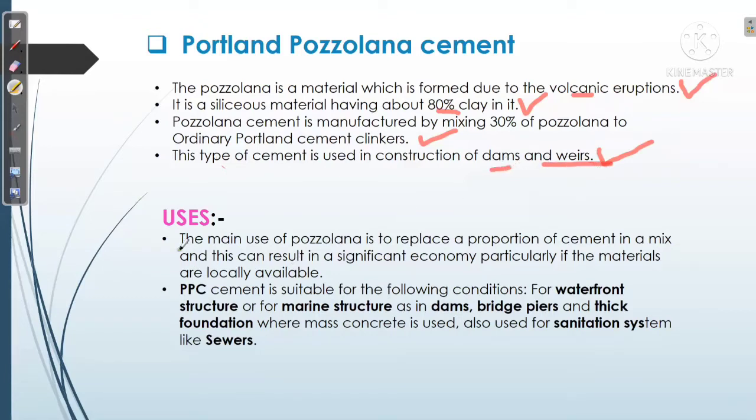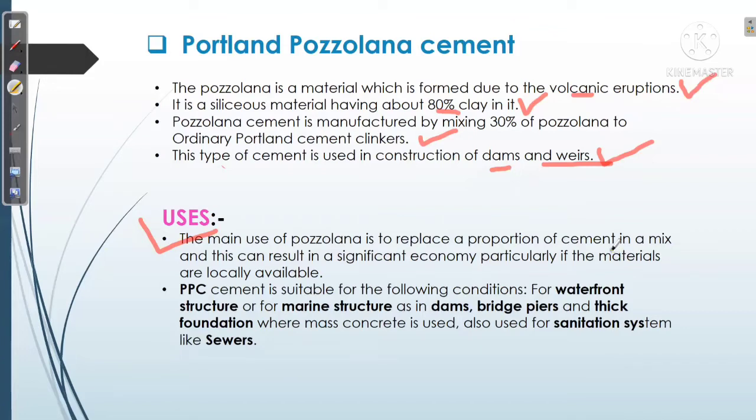The main use of pozzolana is to replace the proportion of cement in a mix, and this can result in a significant economy if the material is locally available. As you know, a dam is a kind of component we are going to construct in villages or where there is a river. That time we are going to construct the dams.